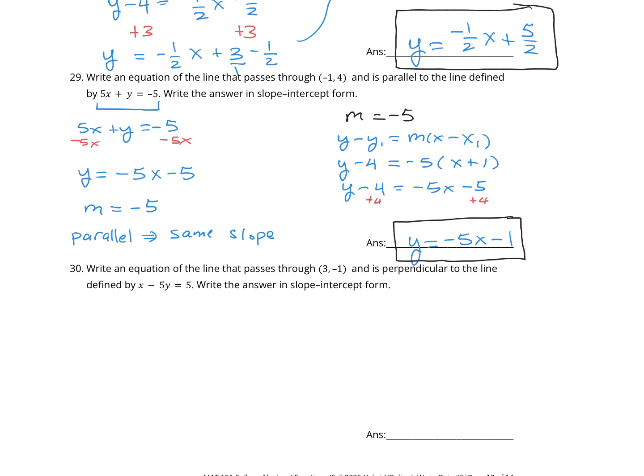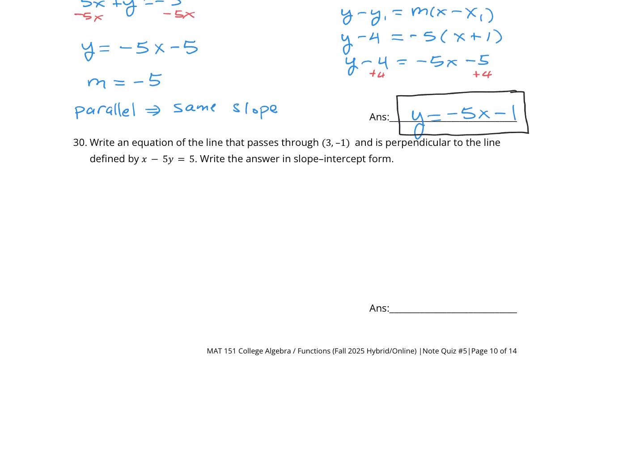For the next problem, we're going to look at a perpendicular line. So for this one, we're going to once again take the original equation for a line and solve for y. So x minus 5y equals 5. Subtract x from both sides. So negative 5y is equal to negative x plus 5. We're not done because we need to have the y by itself. Divide both sides by negative 5. And y is equal to 1/5 x minus 1. So that's the original equation for the line.